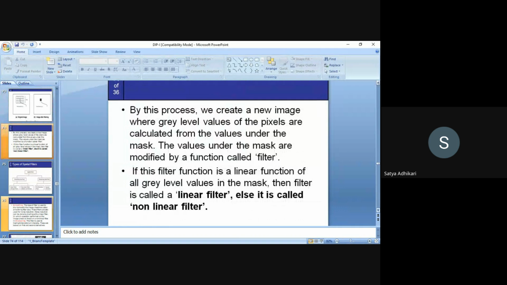The values under the mask are modified by a function called a filter. If the filter function is a linear function of all gray level values in the mask, then the filter is called a linear filter. Else it is called a non-linear filter. It is a simple, general function, so it is a linear filter. Basically, you use a linear filter.